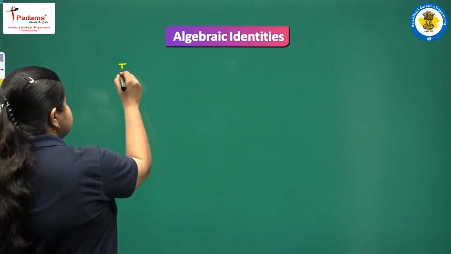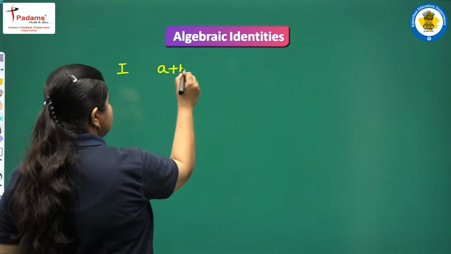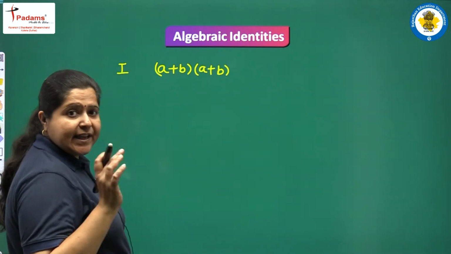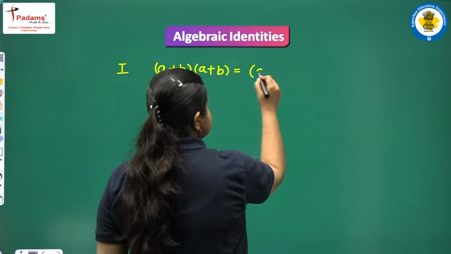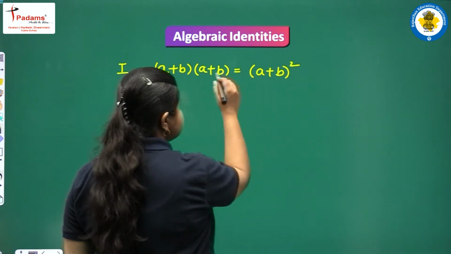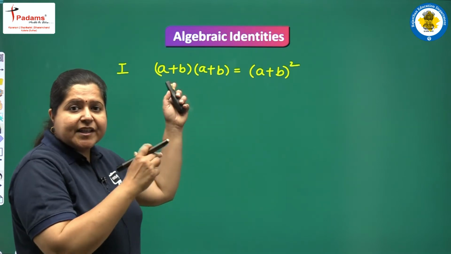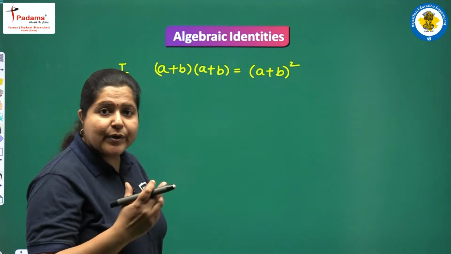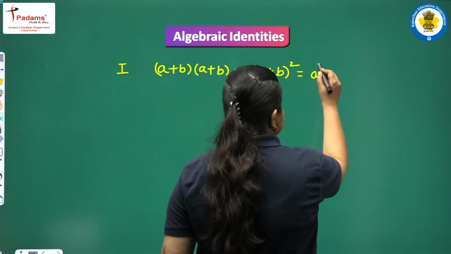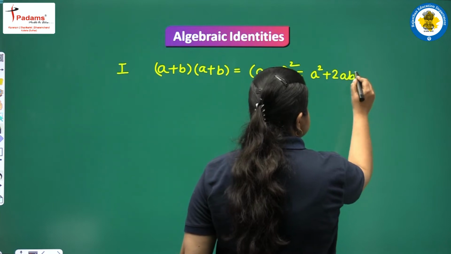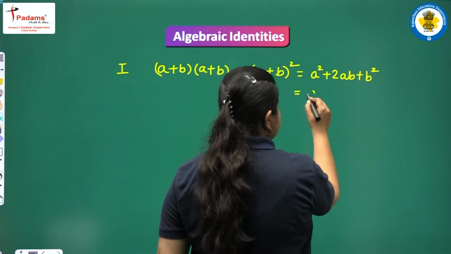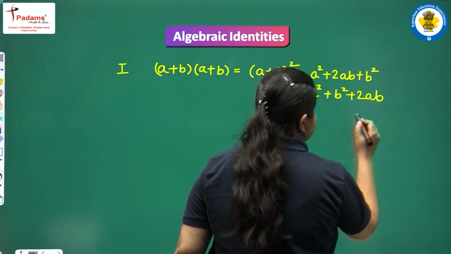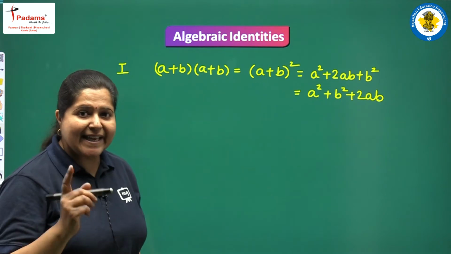The first identity is the product of expressions of the form a plus b into a plus b. Here both the binomials are of the same form, and so this can be written as a plus b whole square. The terms are same, and so the same expression is getting multiplied by itself 2 times. So we can write it as a plus b whole square. And now how to expand this? We will get it as a square plus 2ab plus b square. आप चाहें तो इसे लिख सकते हैं a square plus b square plus 2ab, because the order in which the terms are written does not matter in case of addition.